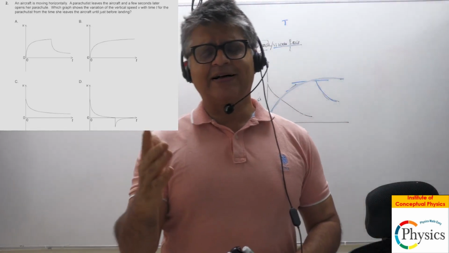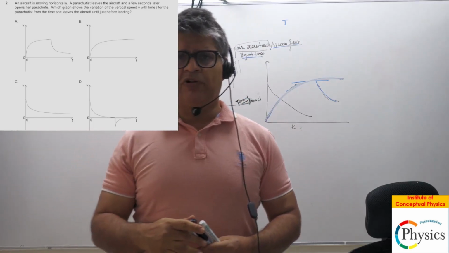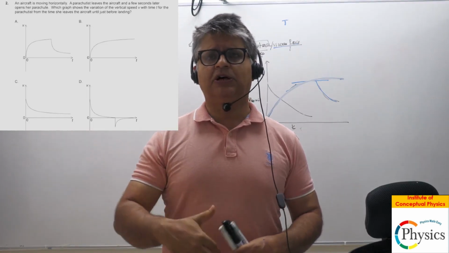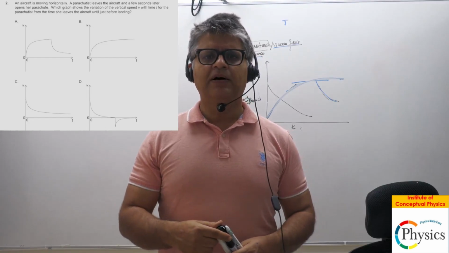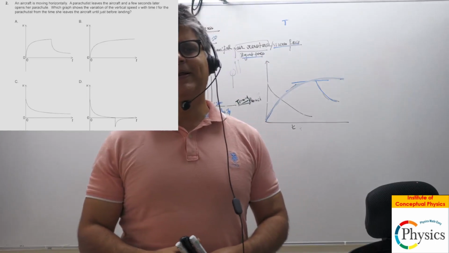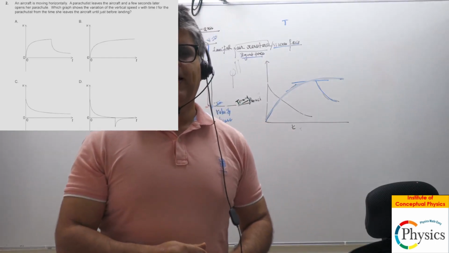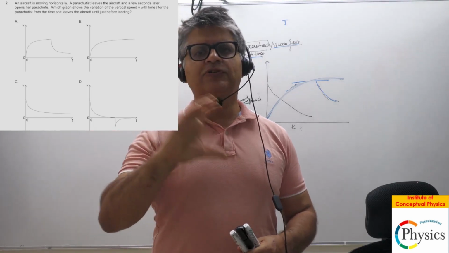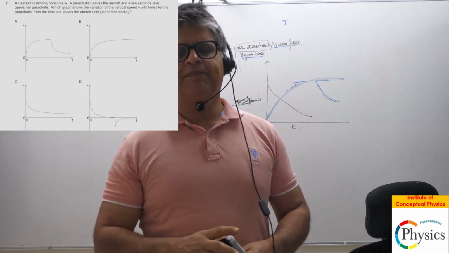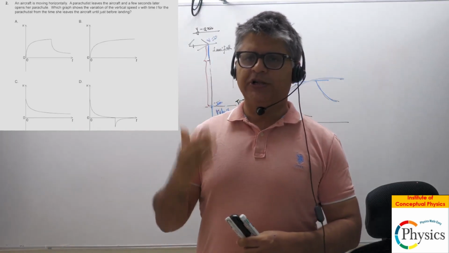B is the correct answer if you don't open the parachute and you continue to move with the terminal velocity. So the terminal velocity could be so high that if you fall, it may be dangerous. And therefore, you open the parachute, reduce the velocity, and so you can have those few seconds of luxury in a free fall to attain a terminal velocity and then open your parachute to reduce your velocity.